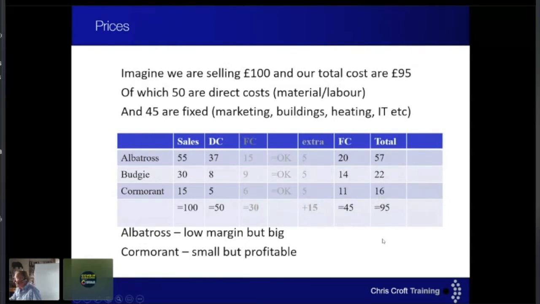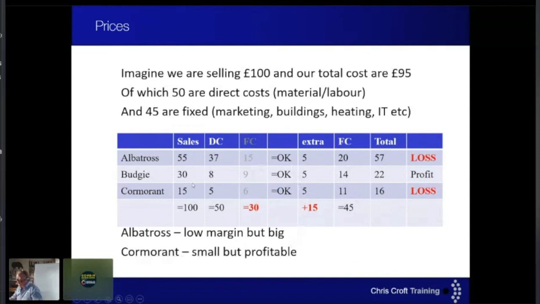But you can see the problem I've got is that Albatross is actually loss-making. Because the margins were pretty tight and there was a bit more fixed cost than I realized, Albatross becomes loss-making. Budgie's still all right. And Cormorant, because he's only small, I thought I was making 4, but actually there's another 5 to be put on Cormorant. So Cormorant is actually costing me 16. I'm losing 1 on Cormorant. So these small ones, they don't need much fixed cost to be added to become non-profitable.